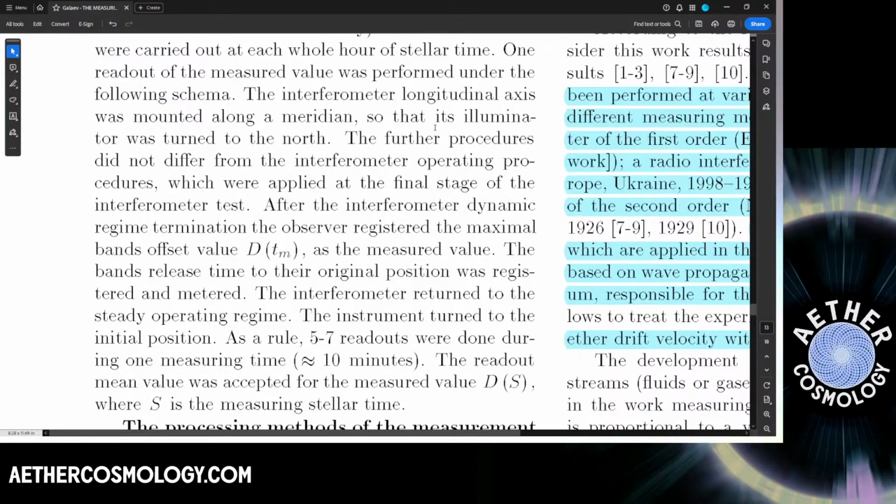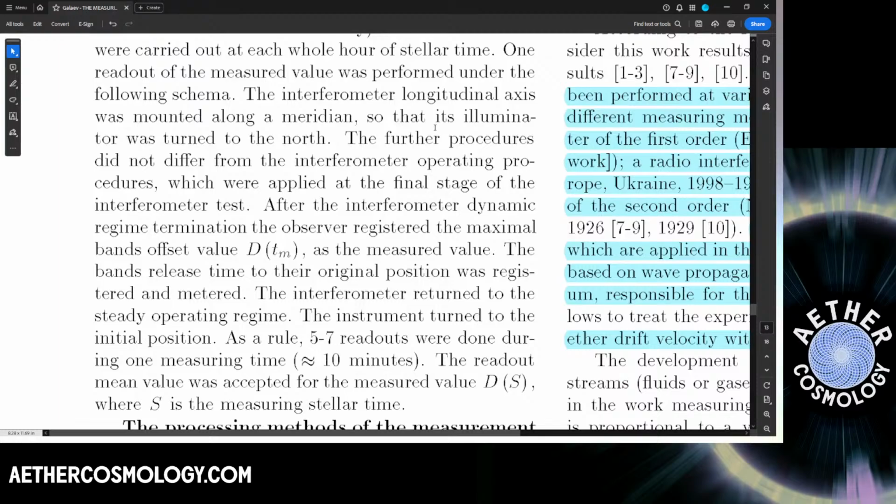interferometer test. After the interferometer dynamic regime termination, the observer registered the maximal band's offset value d times Tm as the measured value. The band's release time to the original position was registered and metered. The interferometer returned to the steady operating regime. The instrument turned to the initial position.